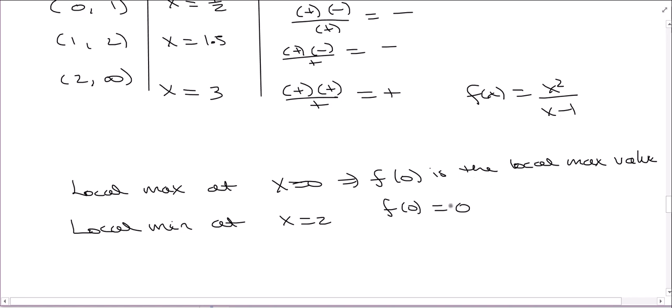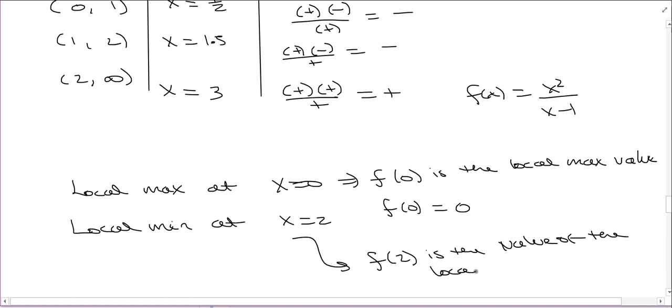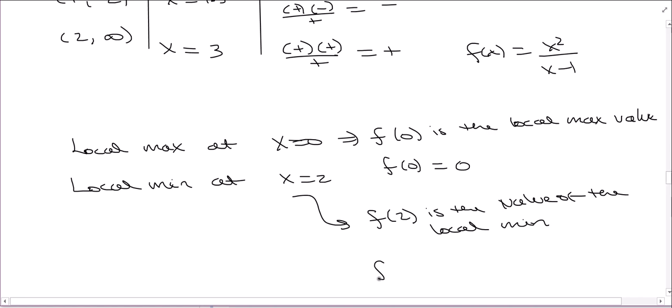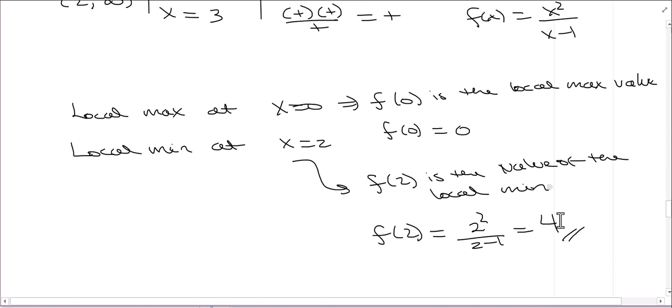So we have a local max at 0, and we have a local min at x equals 2. f of 2 is the value of the local min. So plug it in. What is f of 2? f of 2 will be 2 squared over 2 minus 1, so 4. So that's the local min.